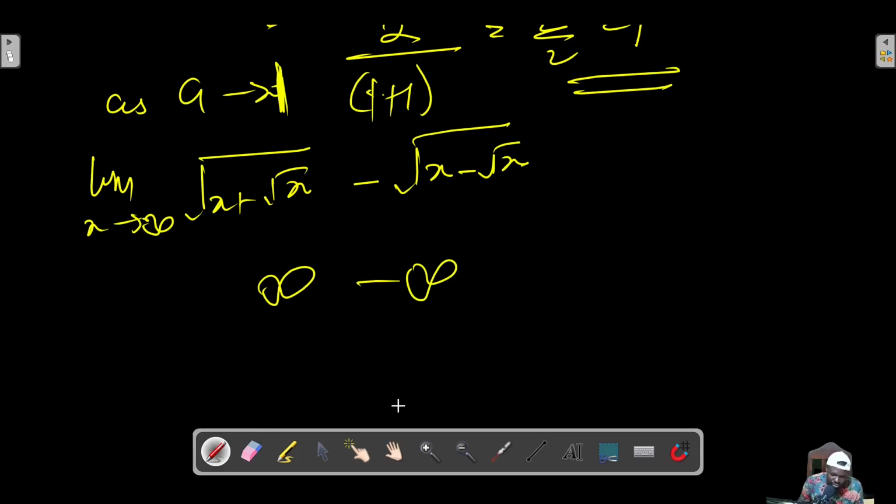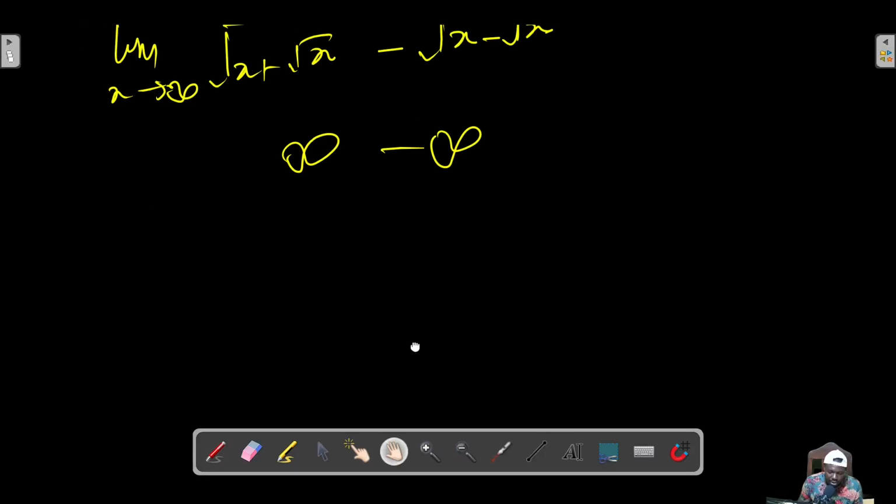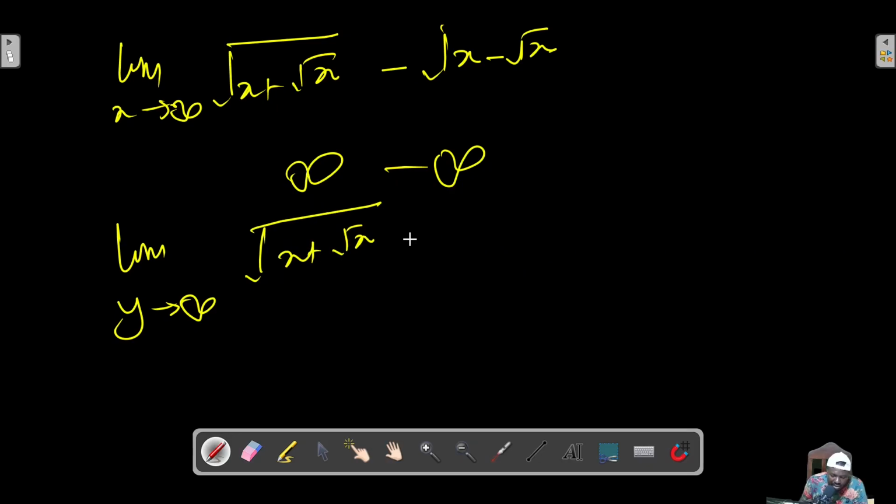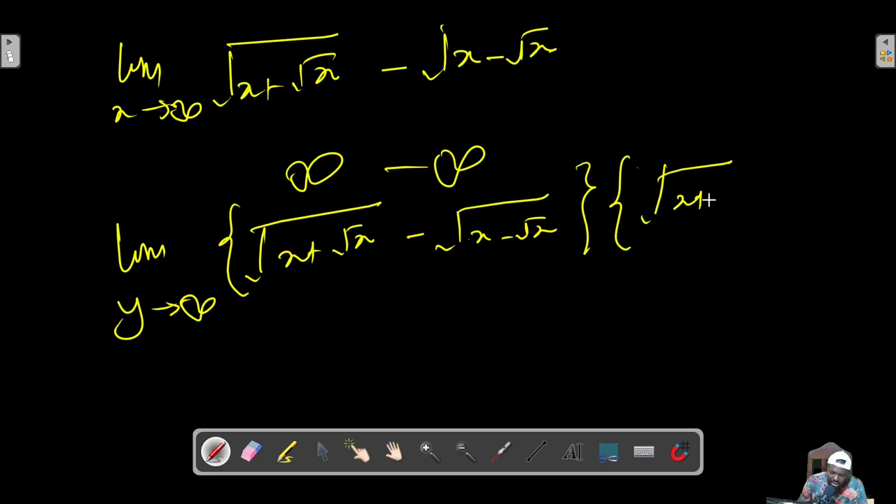So what do you do? You rationalize. So let's rationalize. So the limit as x approaches infinity, you multiply both the numerator and the denominator by the conjugate pair. So the conjugate pair is root of x plus root x, plus root of x minus root x.